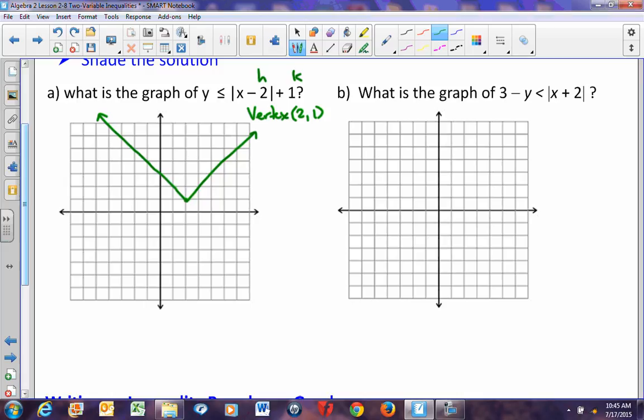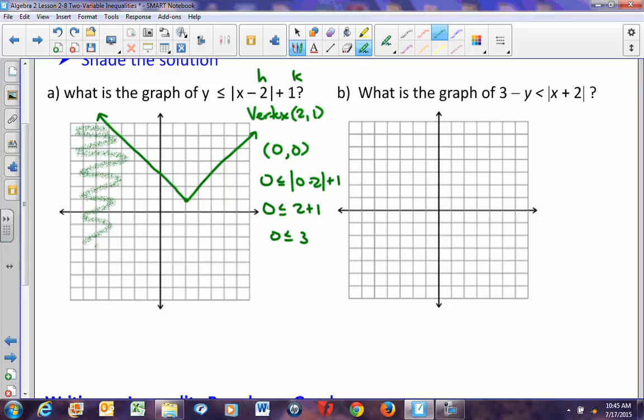This is written in y equals form. It's less than, which means it should be below my vertex, which means on the outside of my graph. But I'm going to do a test point just to be sure. If I test 0, 0, I will have 0 is less than or equal to the absolute value of 0 minus 2, plus 1. Okay, so the absolute value of negative 2 is 2, 2 plus 1 is 3, and 0 is definitely less than or equal to 3. So that is true. So we're going to shade where 0, 0 is, which does happen to be outside of my graph, which is here. So we're going to shade outside my absolute value graph.